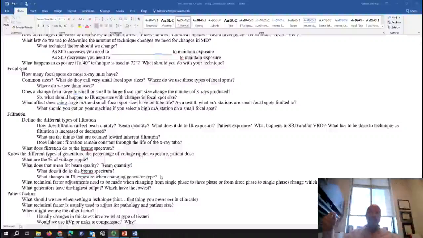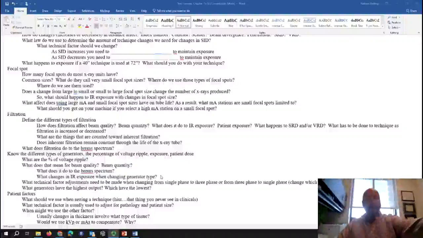So if we're going from three phase to single phase, it goes in the opposite direction. Mass is still your change, but we're going from three phase to single phase, so we're going to have a decrease in output. And how we need to respond to that is with an increase in mass. So generators that have the highest output would be high frequency, and then the lowest would be single phase, specifically single phase half wave rectified.